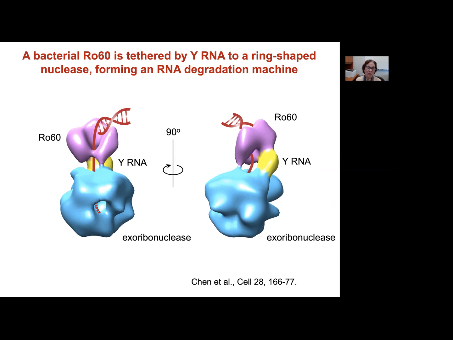Using negative stain electron microscopy, our collaborators David Taylor and Hongwei Wang obtained this three-dimensional reconstruction of the RNP at 25 angstroms resolution. The reconstruction supported a model in which single-stranded RNA threads through the Rho60 ring into the nuclease cavity for degradation. Our biochemical studies supported a model in which Rho60 assists ATP-independent unwinding of structured RNA. These studies revealed another role for Y-RNAs, that of tethering Rho60 to effector proteins such as nucleases.